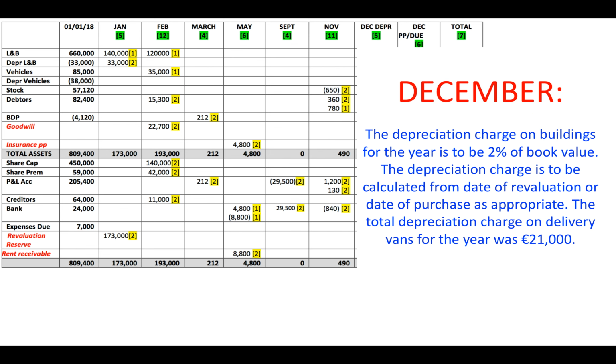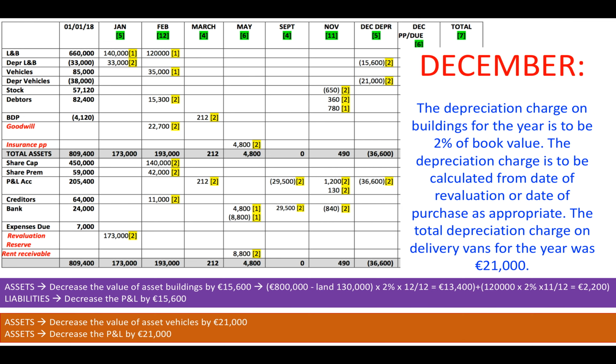Last month we have is December. So the depreciation charge on buildings for the year is to be 2% of book value. The depreciation charge is to be calculated from the date of revaluation or the date of purchase as appropriate. The total depreciation charge on delivery vans for the year was €21,000. Okay, so remember in January I asked you to underline that the value of land at that point in time was 130,000.